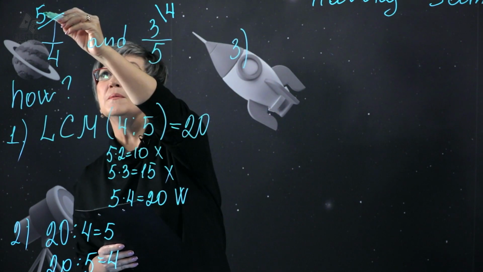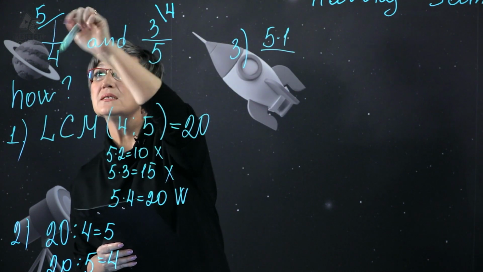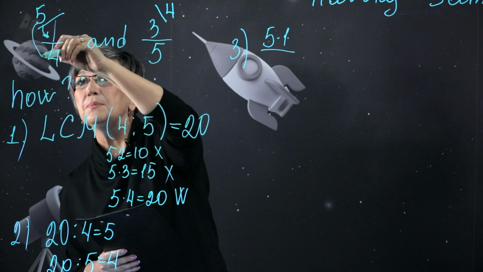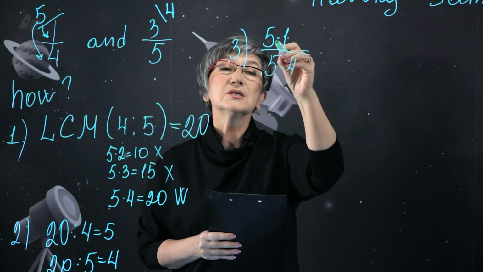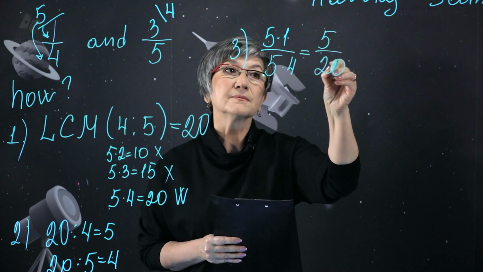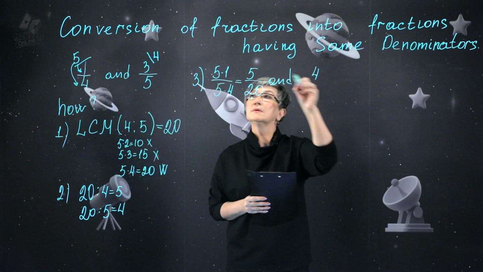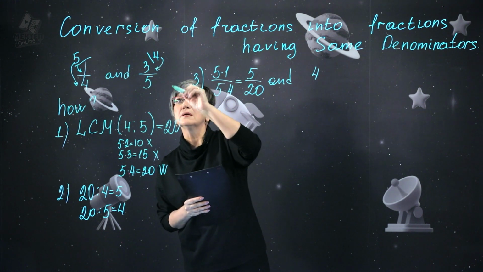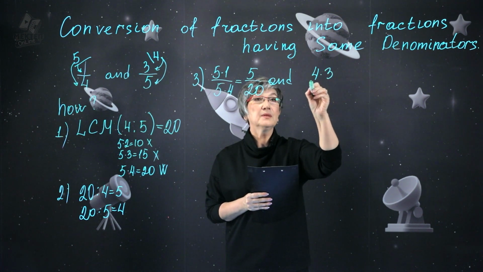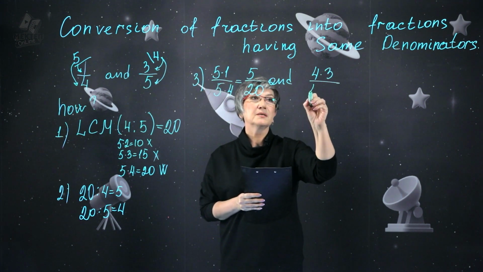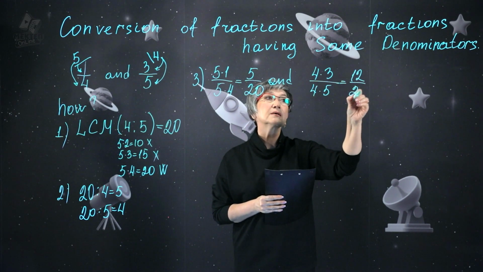Step 3, what am I doing? 5 times 1 equals 5, and 5 I multiply by 4. As a result, it turns out to be 5/20. And another fraction: 4 I have to multiply by 3, and 4 I multiply by 5. 4 times 5 equals 20. So you end up with 12/20.